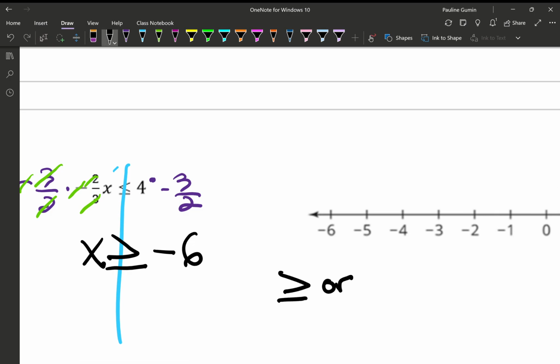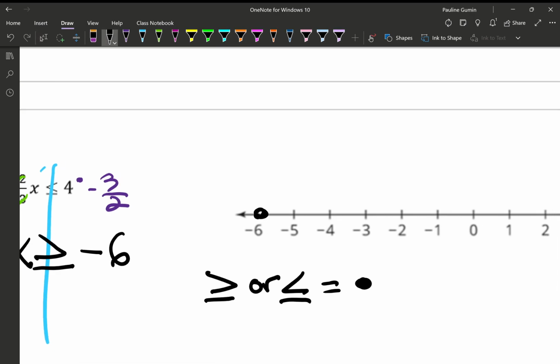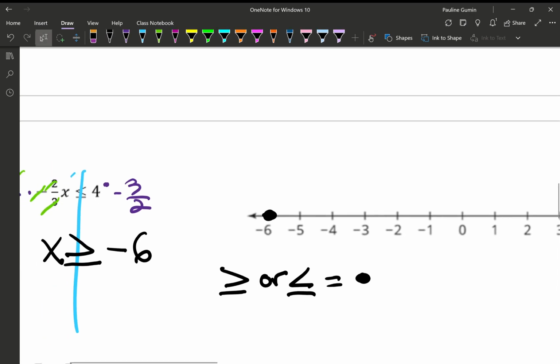Now, when we have a greater than or equal to or less than or equal to, we draw a filled-in dot on our number line. All right? So I find negative 6, filled-in dot, and x is greater than, because it's on the open end, my arrow points to the right.